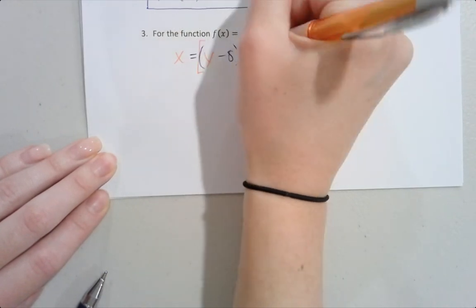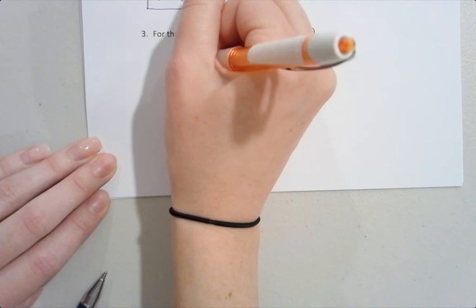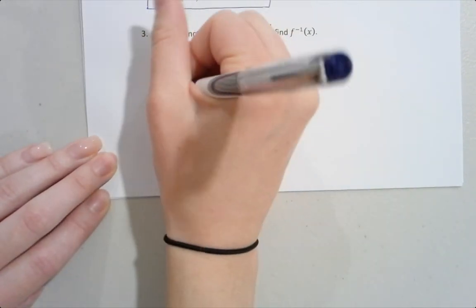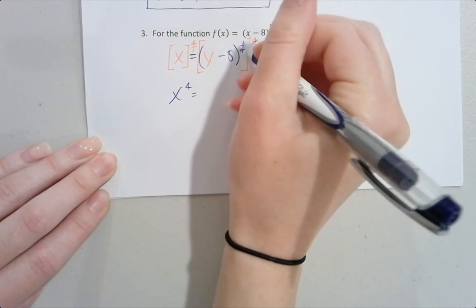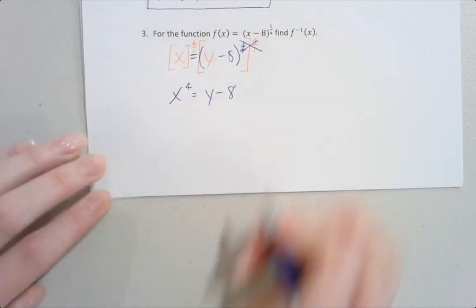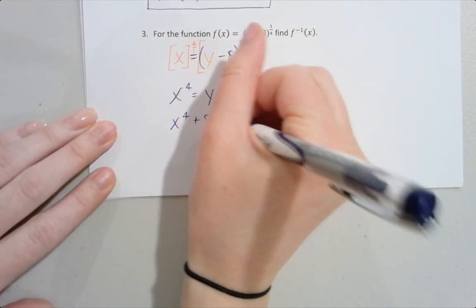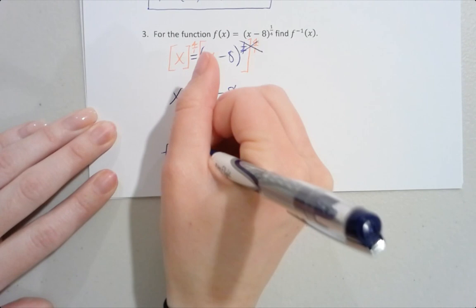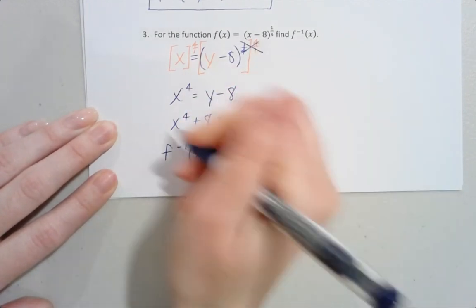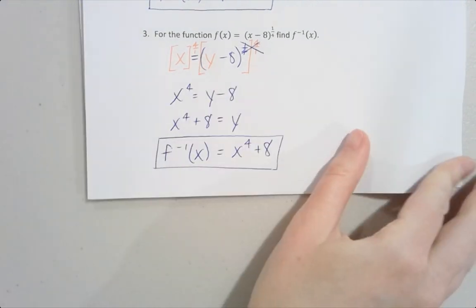How do we get rid of fractions? We use the power of the reciprocal. So in this case, I'm going to raise it to the reciprocal power to get rid of him. So the 4th power. So I'm going to have x to the 4th is equal to, these guys are going to cancel, and I'm going to have y minus 8 break free. Now I'm going to add 8 to the other side, and y is by itself. So we're going to write this in function notation. F inverse of x is equal to x to the 4th plus 8. And those are your 3 examples for your medium level problems.